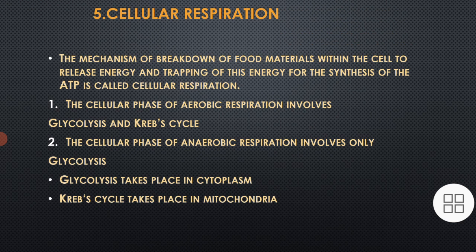Glycolysis takes place in cytoplasm, whereas Krebs cycle takes place in mitochondria. So anaerobic respiration takes place in cytoplasm, whereas aerobic respiration takes place in cytoplasm as well as mitochondria.